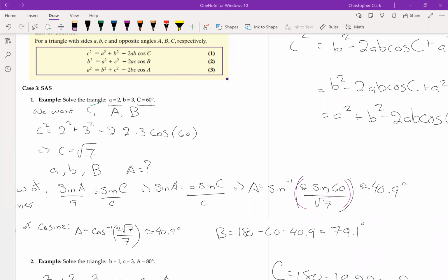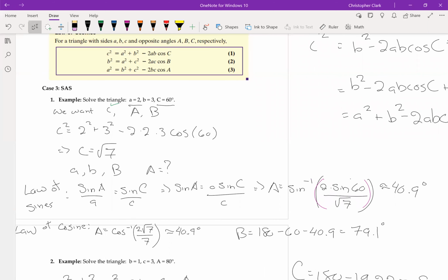All right, so I wanted us to finish up chapter 9.3, but before we finish up the last couple of examples with side, side, side using the law of cosines, I want to go back to this case 3, where we used the law of sines in order to solve for A. Now, you end up getting A is sine inverse of 2 times sine 60 over root 7, and you get about 40.9. Now, that's only one of two possible answers.